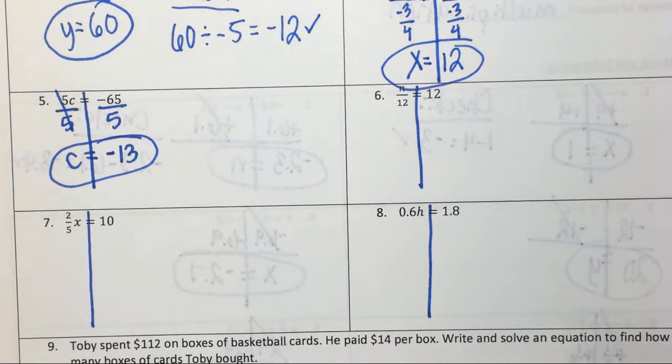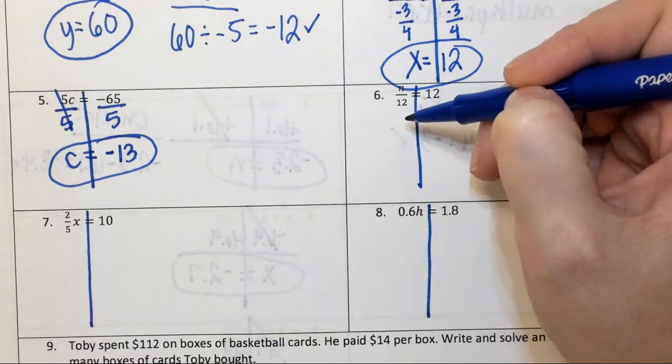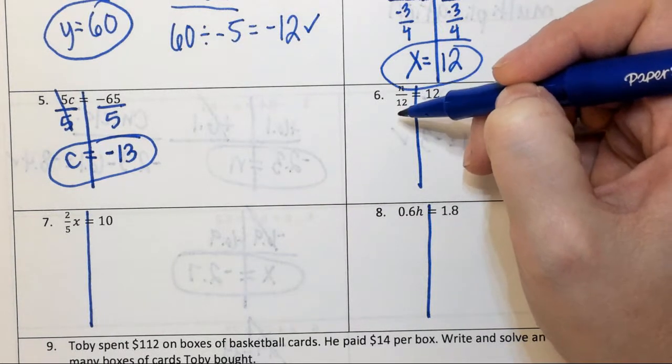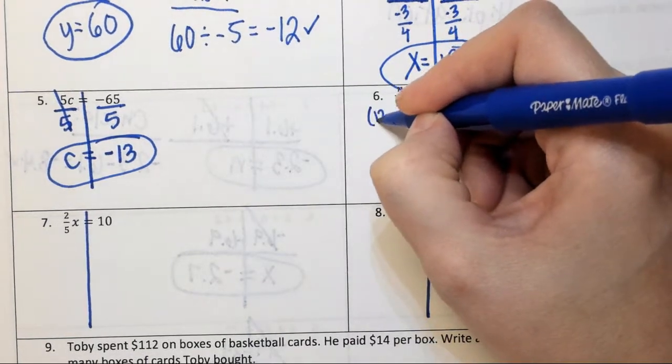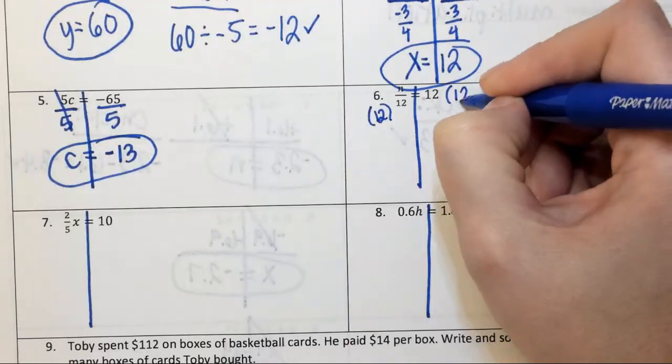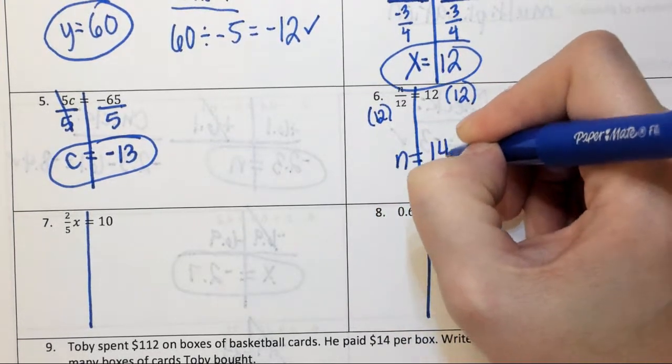Number 6. In the beginning I have n over 12. That's n divided by 12. So that means I need to multiply by 12. You should get 144.